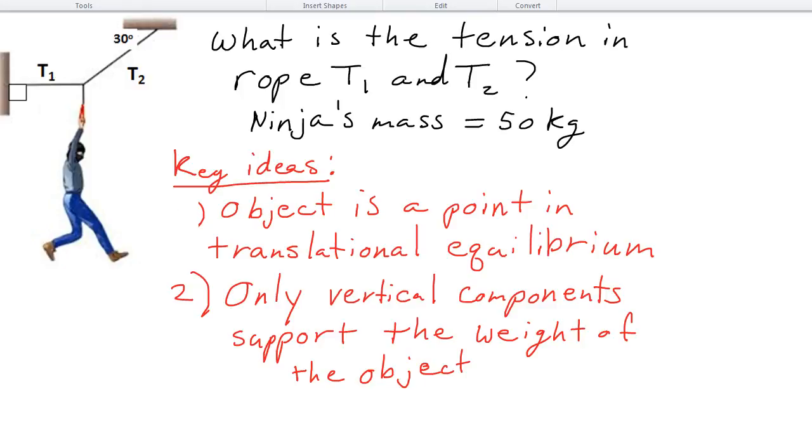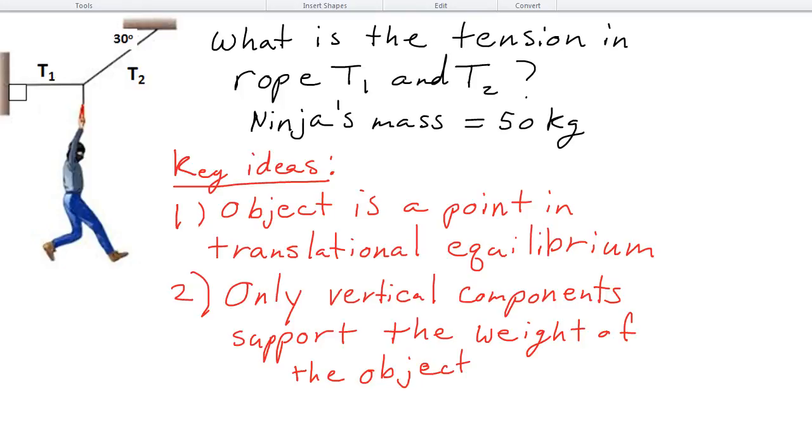and it tells us that the mass of the ninja is 50 kilograms. And so we know that we have two ropes that are T1 and T2, and one of the ropes is attached at a 90-degree angle to the wall, and the other rope is attached at a 30-degree angle to the ceiling.